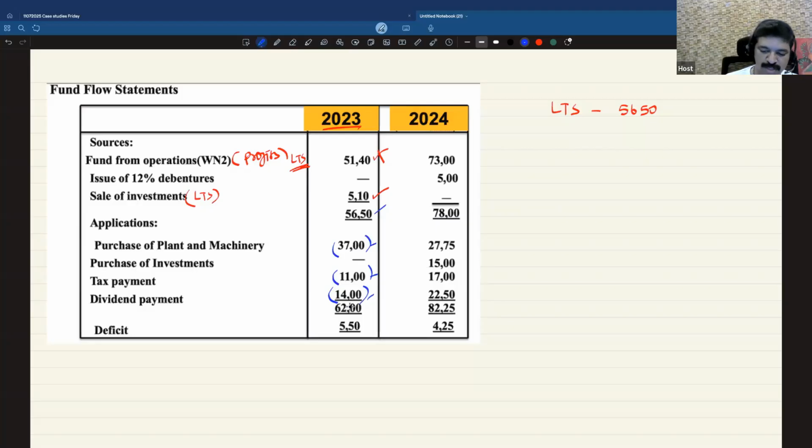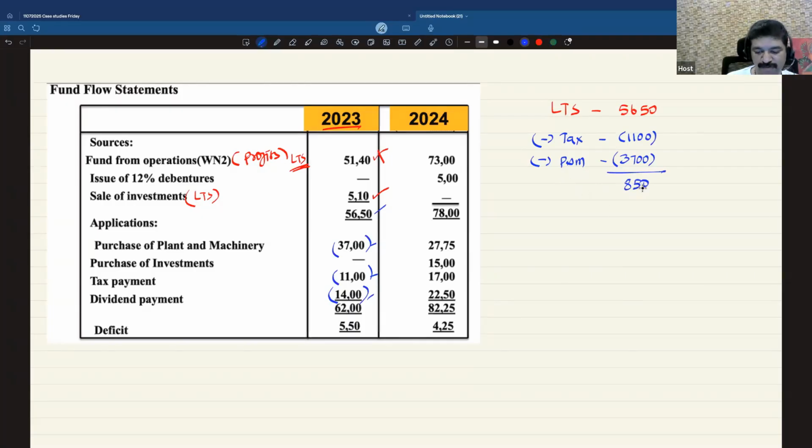Based on the responses received, what I understand is paying taxes is very important. You have to pay 1,100. And let's say you want to purchase plant and machinery because you have some expansion ideas. You factor that also. So from 5,650, if you pay off this 1,100 and this 3,700, you will be left with 850 of long-term surplus.